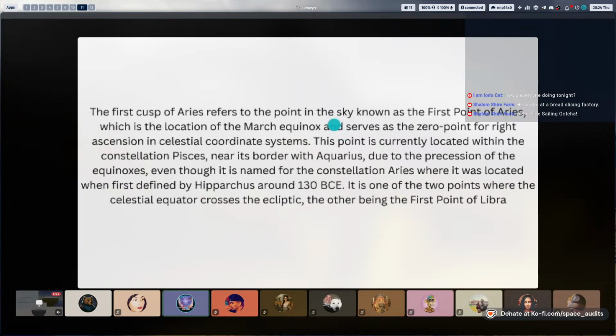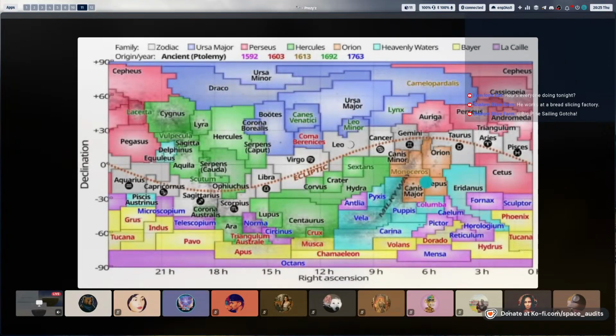And what we refer to as the first cusp of Aries is an epoch in astronomy, right? It's the location of the March equinox and serves as a 0 point for right ascension and celestial coordinates. So what it looks like, if you get a regular star map with all of the constellations and the ecliptic for the sun, and we have the zodiac over here with all of our major constellations, you can see that we have marked clearly the first cusp of Aries somewhere over here.